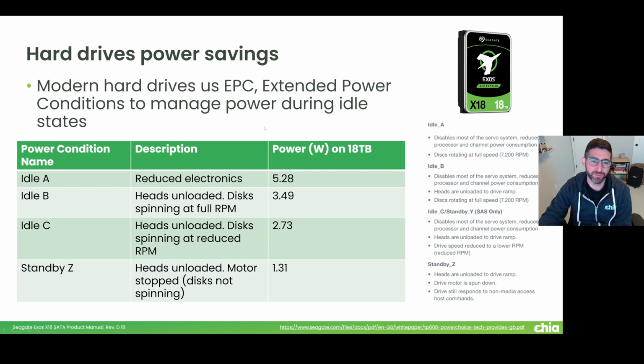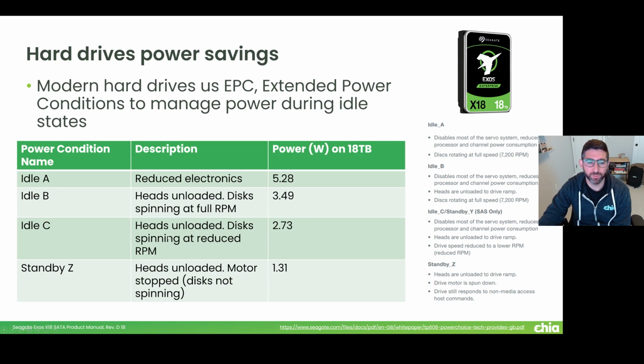So this is right from the Seagate spec. This idle A says reduced electronics, and this is disabling some of the servo systems, reduced processor and channel power consumption, the disk rotating at full speed. And idle B is where the heads are unloaded. The disks are spinning at full RPM, and the actuators park the heads, and you save, looks like about 2 watts, right? It goes from 5.28 watts to 3.49 watts. So you're disabling most of the servo system, and you're also unloading the heads to the ramp. And this is called idle B.